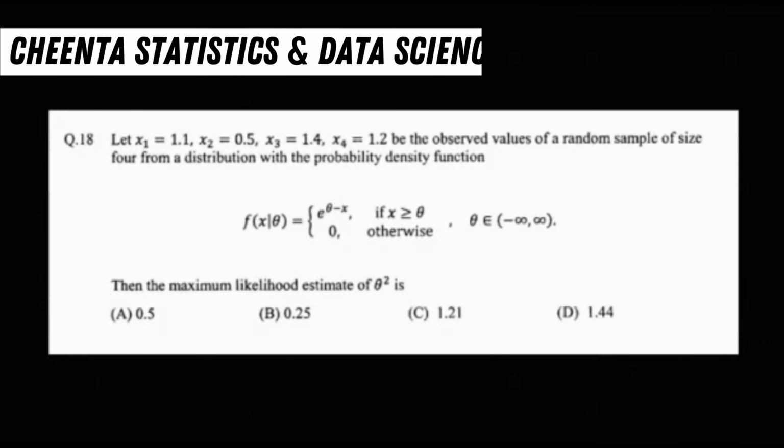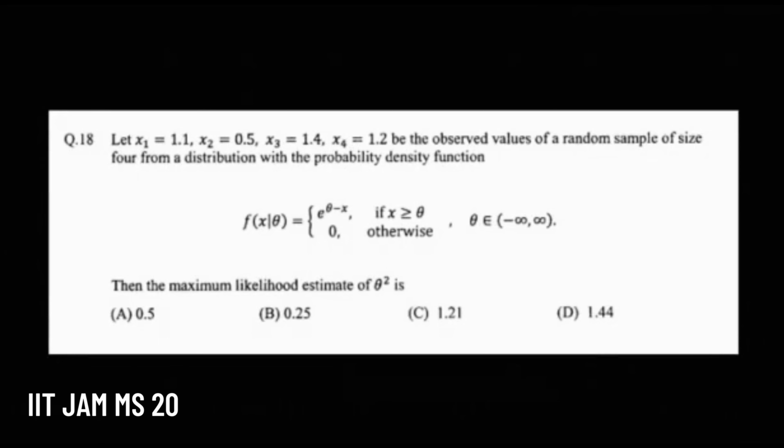Today we are going to solve this problem from IIT JAM MS 2017, problem number 18. The problem says: let x1 equals 1.1, x2 equals 0.5, x3 equals 1.4 and x4 equals 1.2 be the observed values of a random sample of size 4 from a distribution with PDF f of x given theta equals e to the theta minus x if x is greater than or equal to theta, and 0 otherwise. But theta is a real number, right? The parameter space is the entire set R.